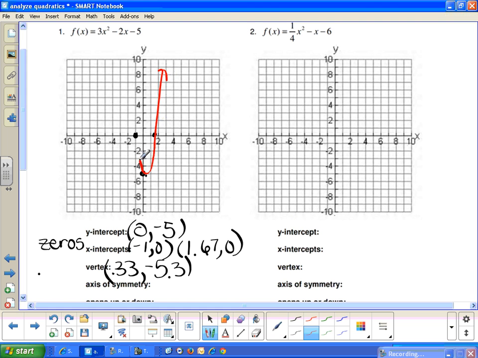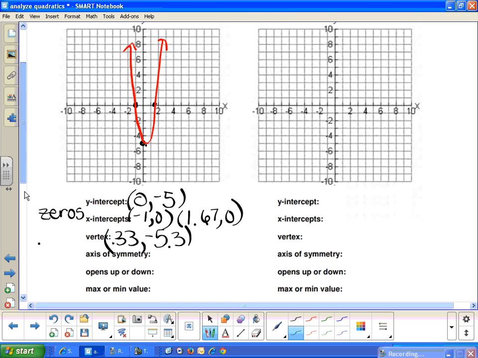This one's going to be pretty narrow because we have that 3. That's what our parabola is going to look like. The other two we can answer from here. 0.33, it's our axis of symmetry. That's the line that goes directly up the center of our graph. It's our line of symmetry.